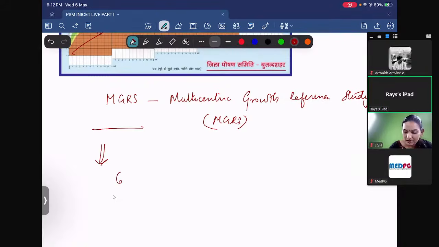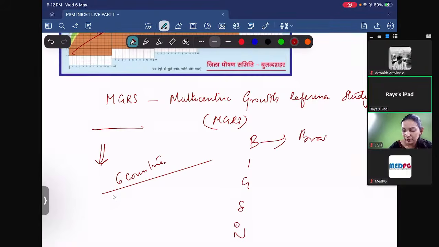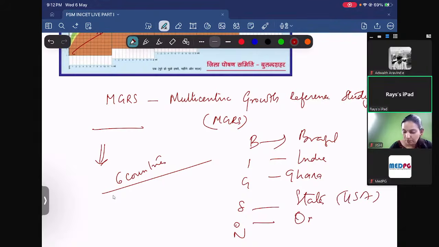And which are the 6 countries which were part of the study? I have a mnemonic for you: BIGSON. B is for Brazil, I is India, G is Ghana, S is States or United States of America, USA, O is for Oman and N is Norway. So these are the 6 countries which were part of this MGRS study, and this study is the basis for the growth chart. That is again an important asked question, one-liner.